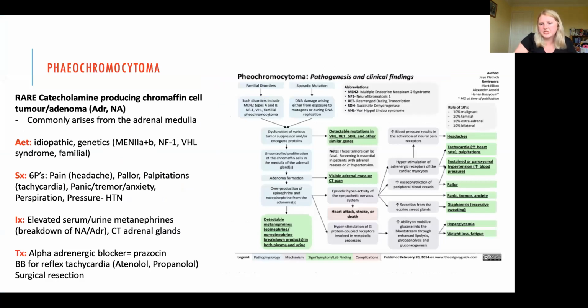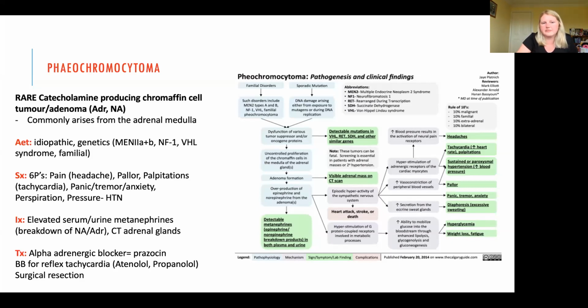So Pheo, I'm just including it as a red condition on your matrix. So I've included more detail if you want to read it. But the most essential thing is that it is a rare tumour and it causes the release of adrenaline and noradrenaline. And it commonly arises from the adrenal medulla. It has some associations which have come up in path before in terms of the von Hippel-Lindau syndrome and multiple endocrine neoplasia syndromes as well.